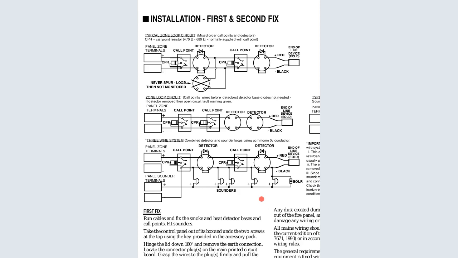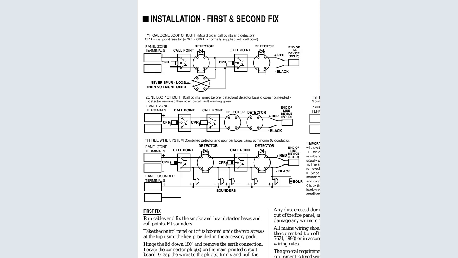In a zone loop circuit, with call points wired before detectors, a base diode is not needed. If the detector is removed, an open circuit false warning is given. That is the panel, zone terminals, call point, detector; you can see how they are wired. These are zone loops, and then you can now see the 3-wire loop wiring.